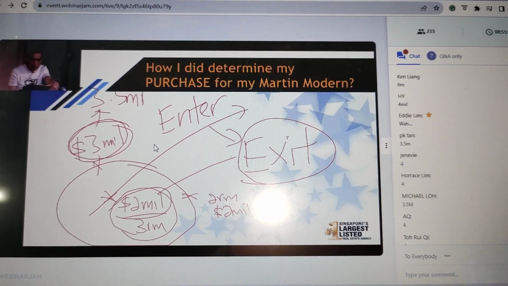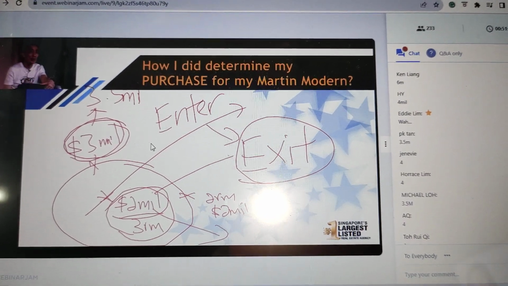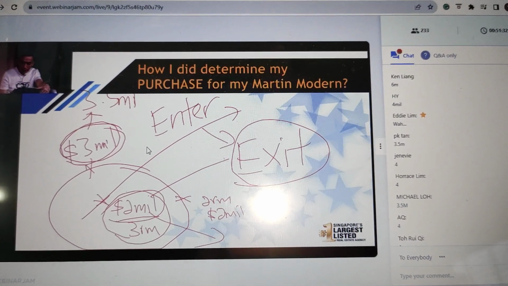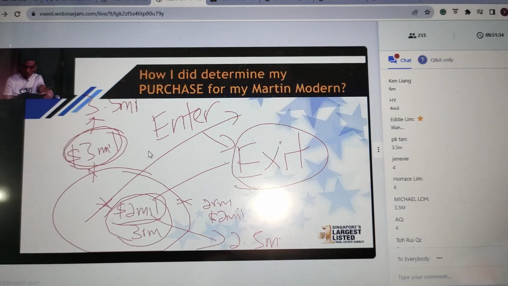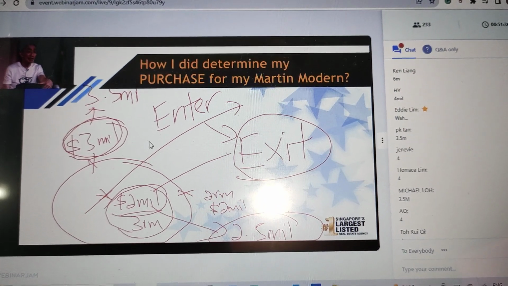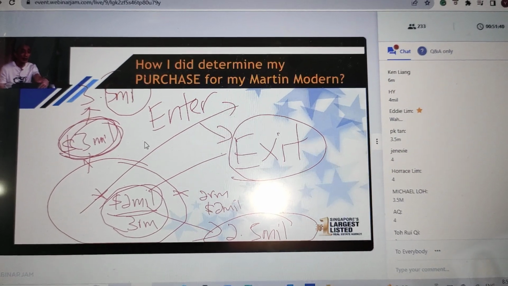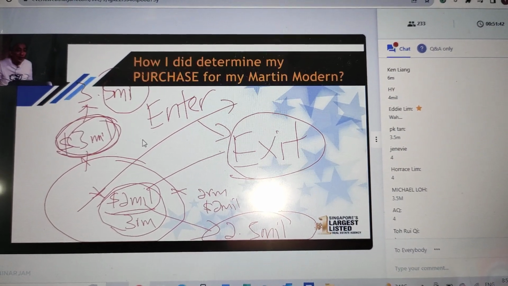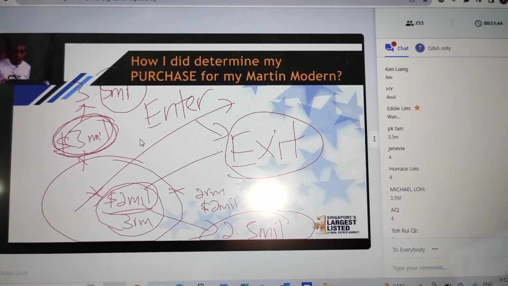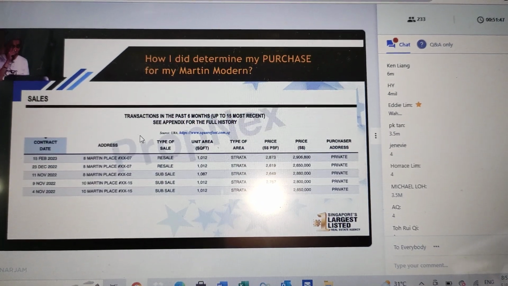Then I say I don't need to sell at 3.5 million. I sell at 2.5 million. I also make $500,000. The guy who buys at 3 million also makes $500,000, right? I say, why don't I buy something that is small? I buy a lower quantum. That's why one of my strategies is what? No, later I'll share with you here.